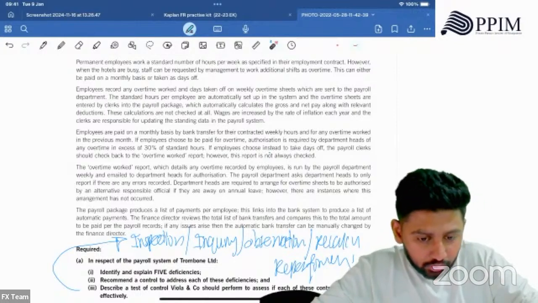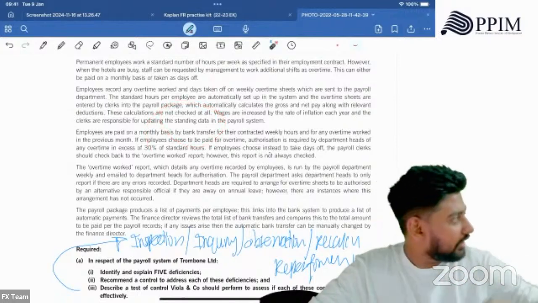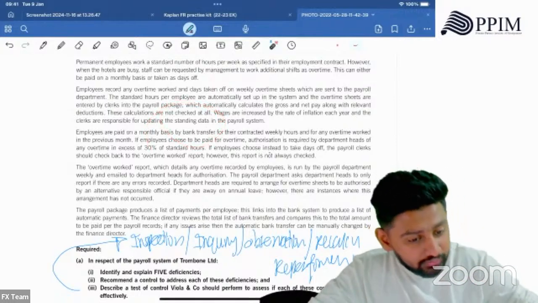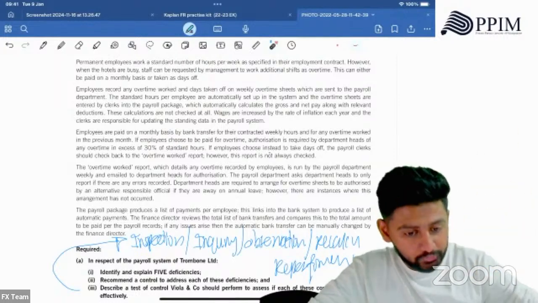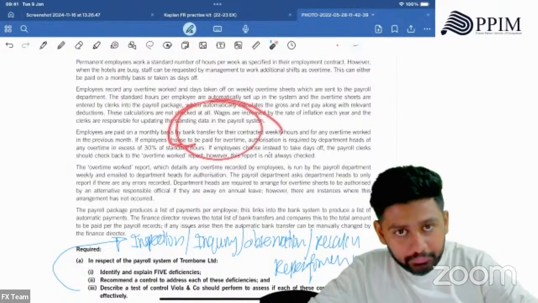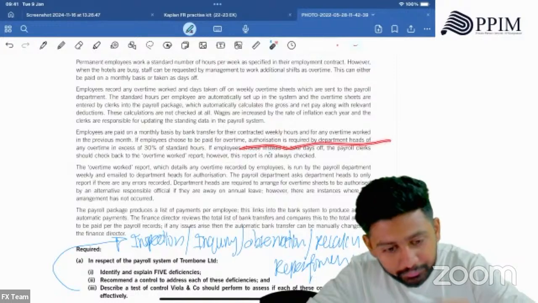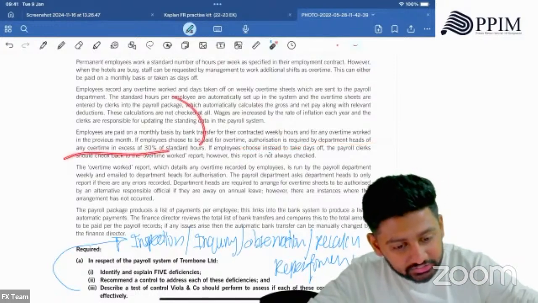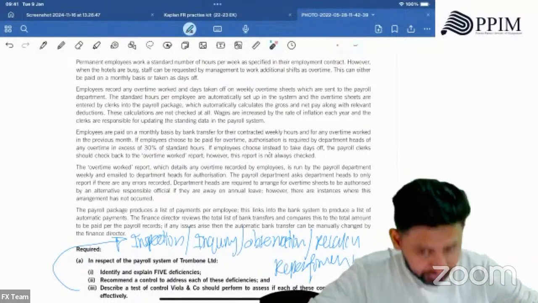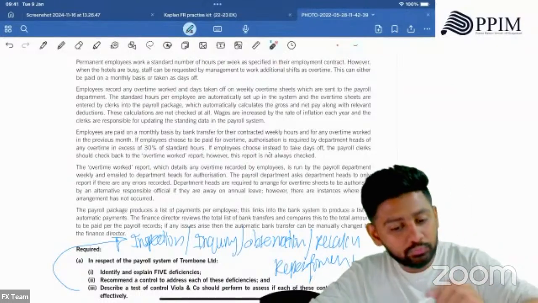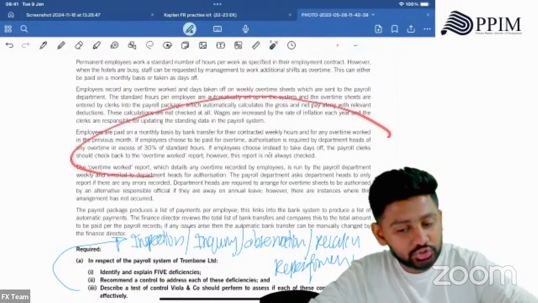Employees are paid on a monthly basis by bank transfer, which is good for their contracted weekly hours and for any overtime work in the previous month. So for the previous month that you worked, you're going to be paid this month. If employees choose to be paid for overtime, authorization is required by the department heads for any overtime in excess of 30% of standard hours. If employees choose instead to take a day off, the payroll clerk should check back to the overtime work report. However, this report is not always checked.